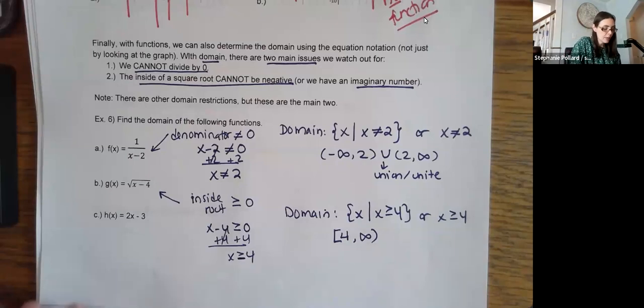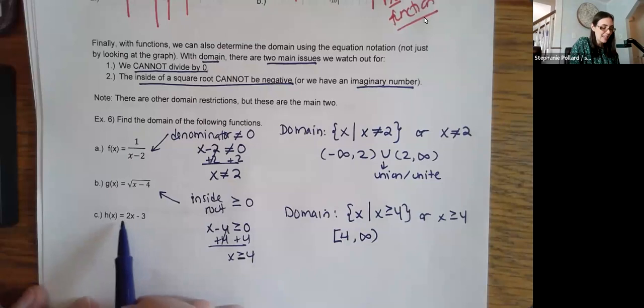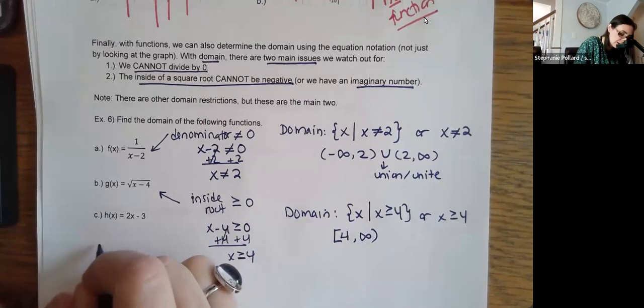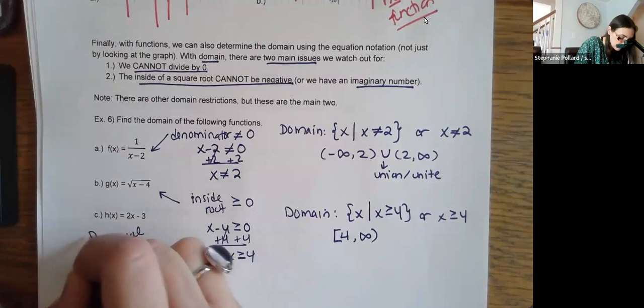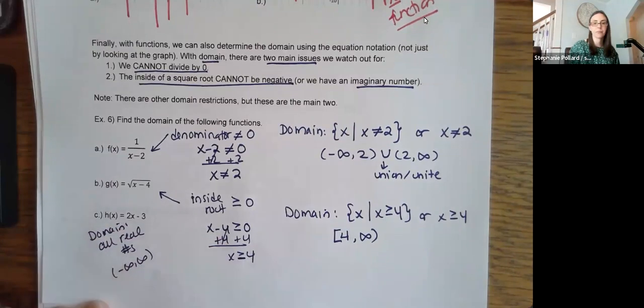For the last example here, if I look at my equation, and we've seen this one already, I don't see any denominators. I don't see any roots to worry about. I don't see any issues. So the domain here is all real numbers, or negative infinity to infinity.